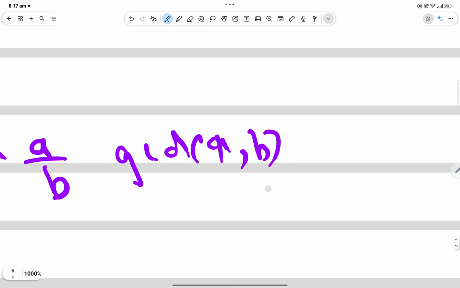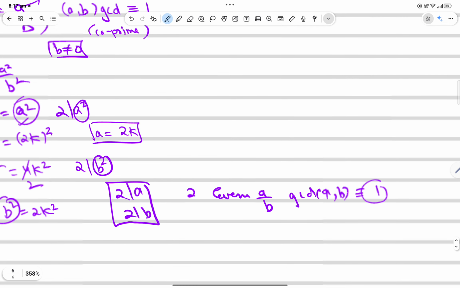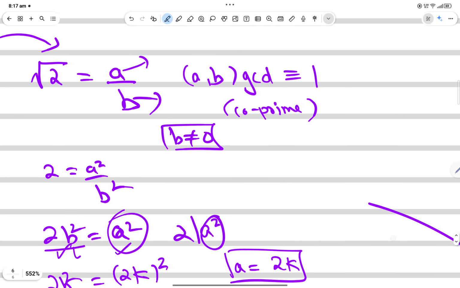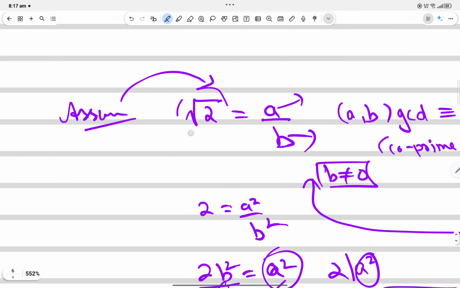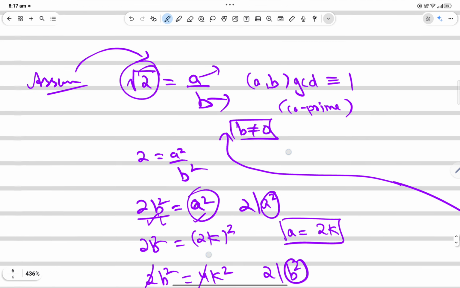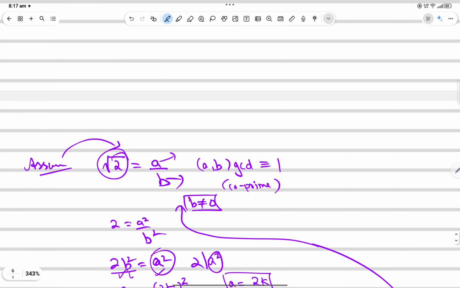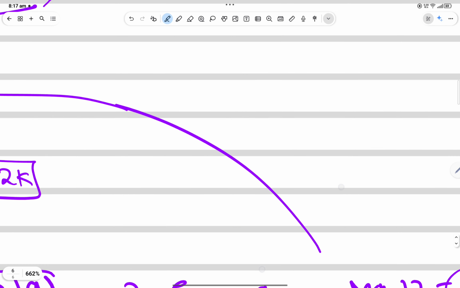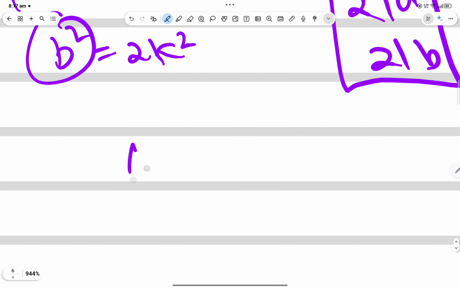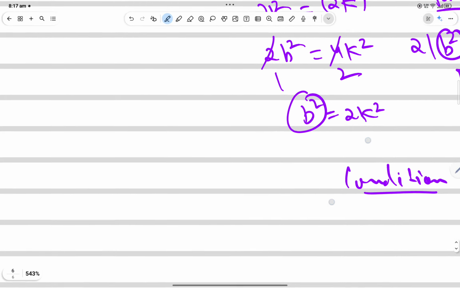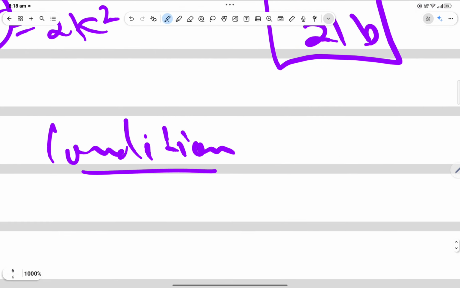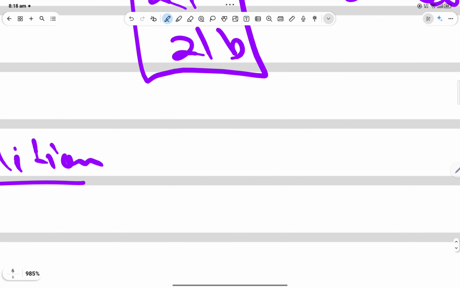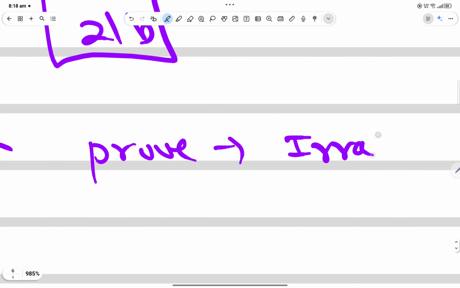And when they don't have GCD 1, the assumption which we took, that the square root of 2 is rational and can be expressed as two integers with GCD 1 that are co-prime, is false. That comes up as a contradiction. It contradicts the assumption, so it proves that it's irrational.